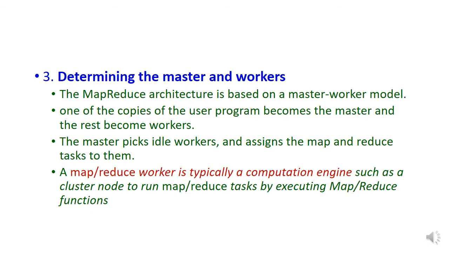And the third one is determining the master and workers. Here the MapReduce architecture is based on the master and worker model. Here one of the copies of the user program becomes the master and the rest become workers. And the master picks the idle workers and assigns the map and reduce tasks to them. And a MapReduce worker is typically a computation engine, such as a cluster node, to run MapReduce tasks by executing MapReduce functions.